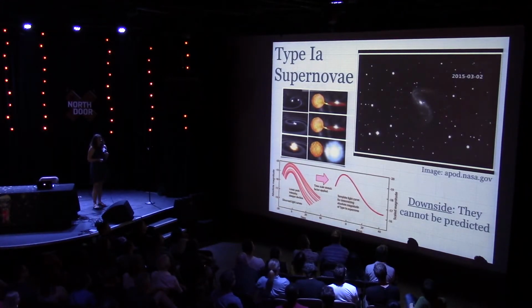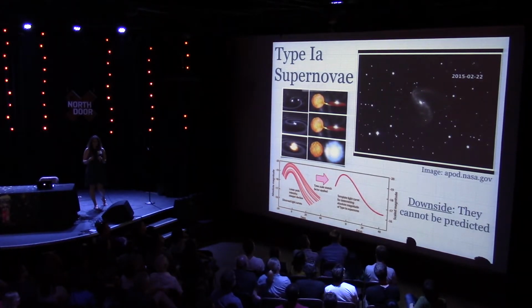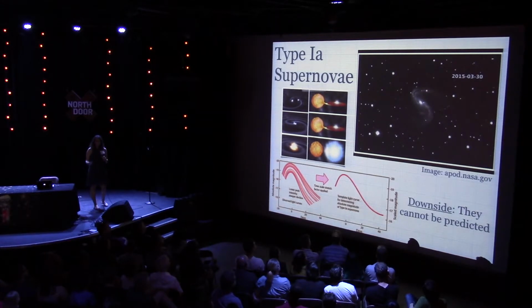The other way to do this with distant stars is a Type 1A supernova, and these are sort of the ultimate standard candle. So Type 1A supernovae are thought to be stars that explode when they reach a particular mass. And since they all explode at the same mass, we assume that they explode with the same energy. So if you know, theoretically, how much energy they're giving off, you can compare how much you observe to how much you know that they're giving off, and you can scale their distance based on that.